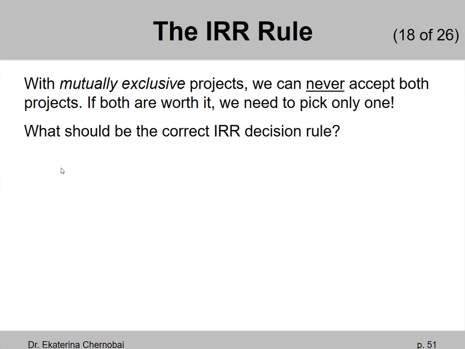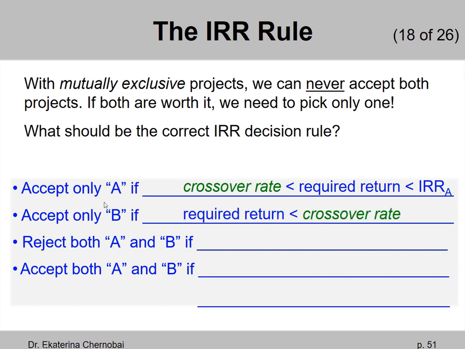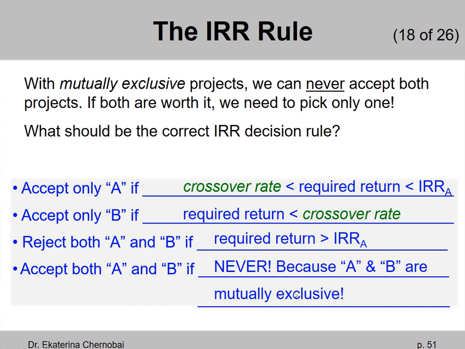So things got really complicated when we are looking at two crossing NPV profiles on our graph. So what should be the correct IRR decision rule in something complicated like this? Just like we saw on the graph, to summarize, we are only accepting project A if the crossover rate is less than the required return, and if the required return is also less than the IRR for project A. We would accept only project B if the required return is in the range that's below the crossover rate. We reject both A and B if the required return is above the internal rate of return for project A. And we can never accept both projects because they're mutually exclusive.